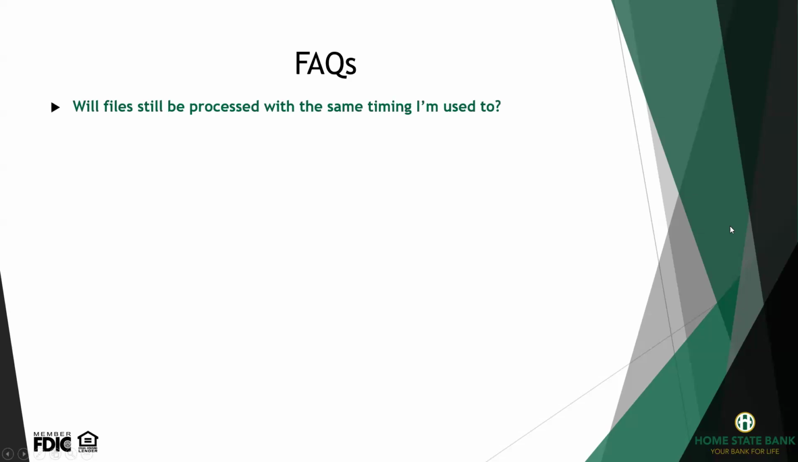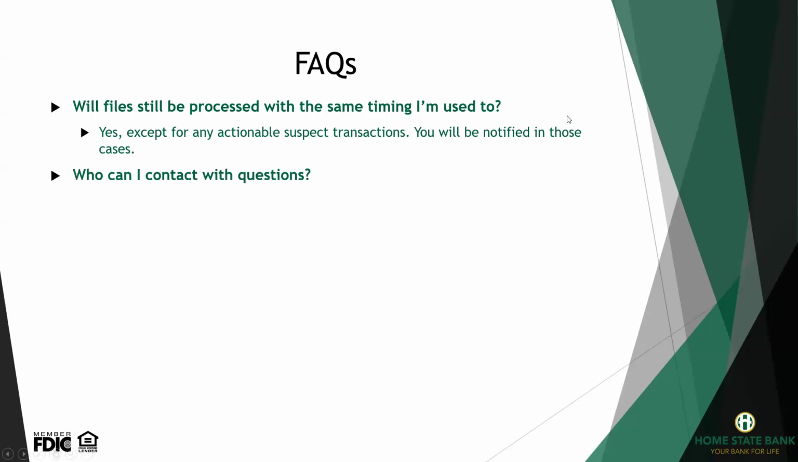Will files still be processed with the same timing that I'm used to? For that, the answer is yes. You're setting effective dates, as you know, whether it's for tomorrow, in some cases the same day, next week, whatever that looks like. Nothing in the implementation of these new rules is going to slow that down, except for any suspect transactions that we need to take action on. In those cases, we're going to contact you and say, this item, this file, we are holding it, we don't want it to go just yet, we wanted to check it out and make sure it's valid. Outside of that, same processing windows.